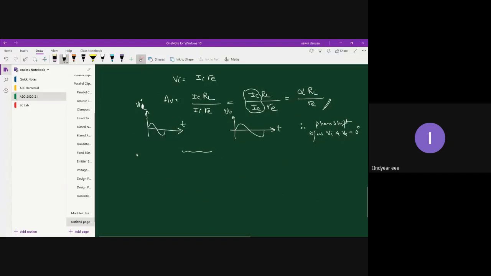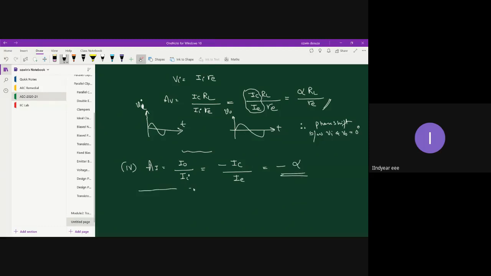And finally, we have the current gain. Okay, current gain AI. So current gain AI is equal to I naught by II. So I naught is equal to minus IC. Remember, as one of your friends told, IC and I naught are opposite in direction, right? So that's the reason I'm substituting I naught as minus IC, divided by II. II is IE. So basically, you would get minus alpha.